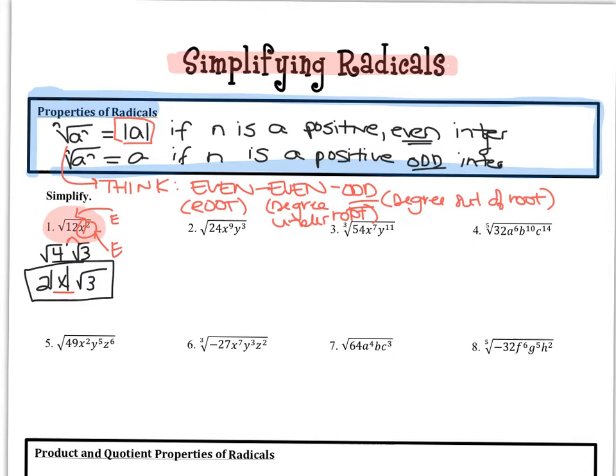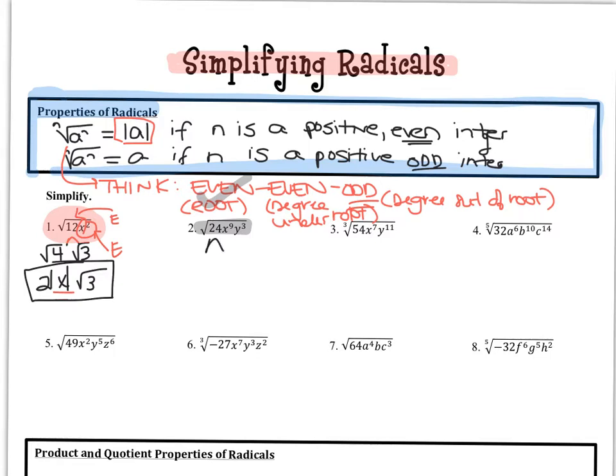Let's go ahead and look at number 2. If I just preview that even, even, odd rule, look at my root. My root is even, so that's the first even. Now look at my degrees. X's degree, is it even? Nope. How about y's degree? Is y's degree even? Nope. So I'm not going to have any absolute values in this problem.